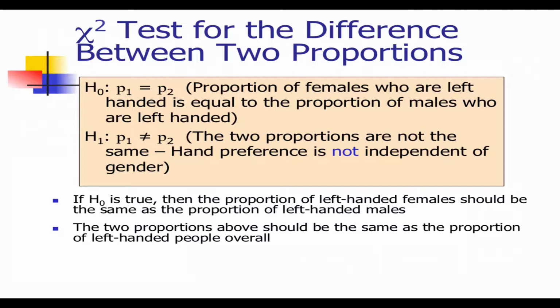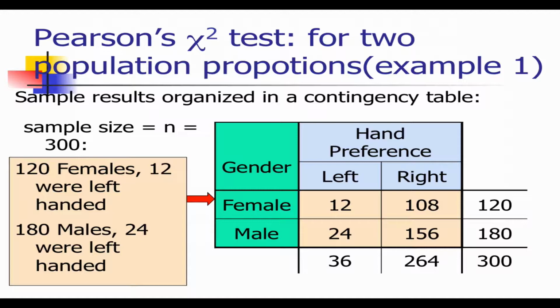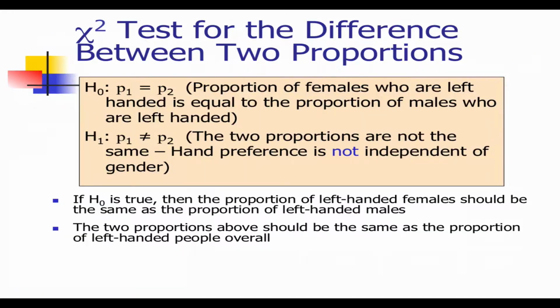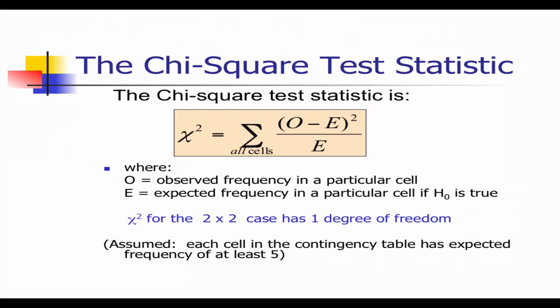And then the alternative hypothesis is naturally that they are not the same, because if they are not the same, that means for some reason females are more likely to be left-handed than males. That proportion would be different, and scientifically it means that gender and hand preference are dependent. To test that hypothesis, the chi-square test is the typically used test to answer that question.